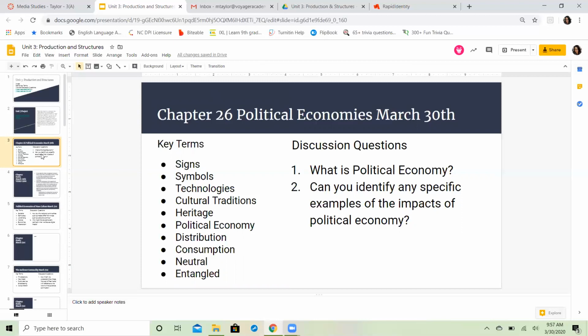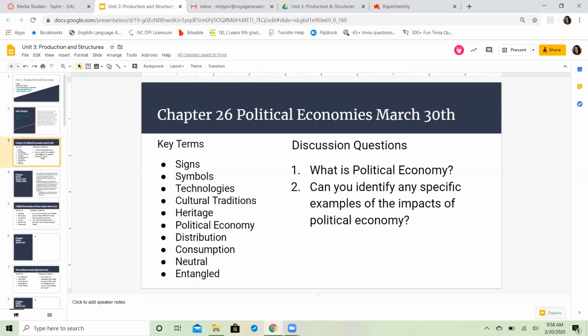Cultural traditions and heritage are definitely going to be new. I want you guys to discuss those, and again, think about how cultural traditions and heritage come to light in media. How does the media treat cultural traditions? How does the media treat heritage? And those two ideas and concepts, how do they impact the world that we live in?